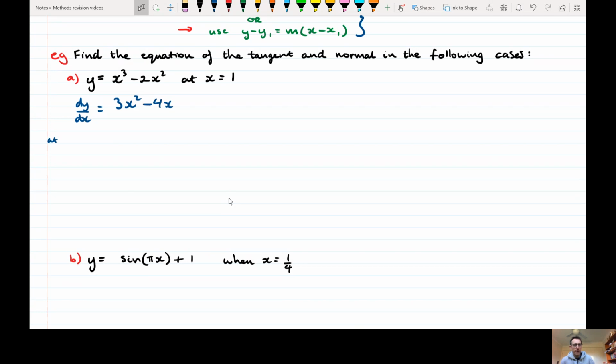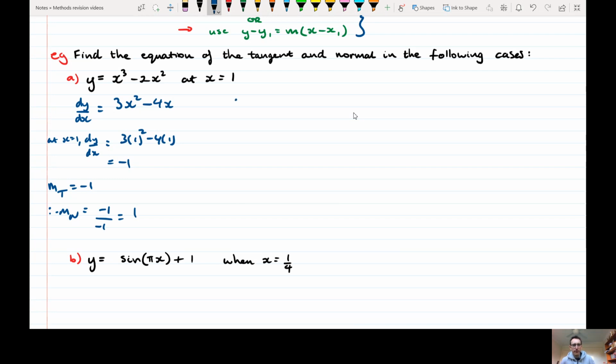And then you can say at x equals 1, the derivative is going to be with 1 substituted in, and that gives you -1. So that means gradient of your tangent equals -1. Therefore, the gradient of your normal, like we said before, is -1 divided by the gradient of your tangent, which is -1, which happens to give you 1 overall, which is nice.